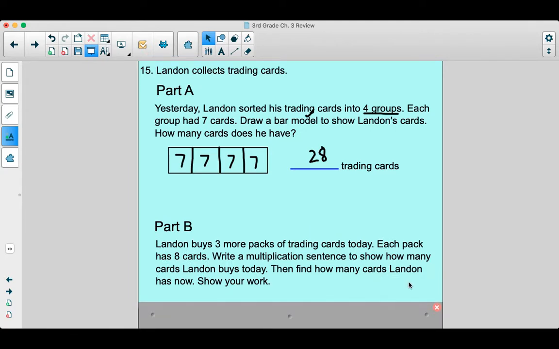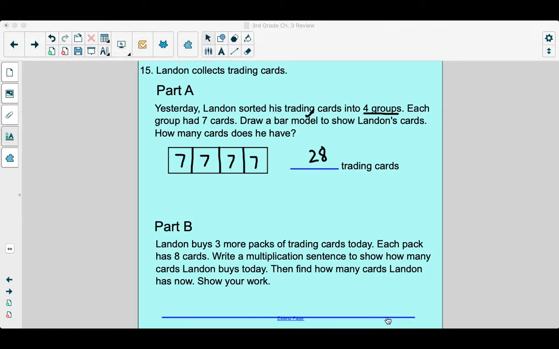Part B. Landon buys three more packs of trading cards today. Each pack has eight cards. Okay. Write a multiplication sentence to show how many cards Landon buys. Then find out how many cards Landon has now. Show your work. Okay, we've got a lot to do here.